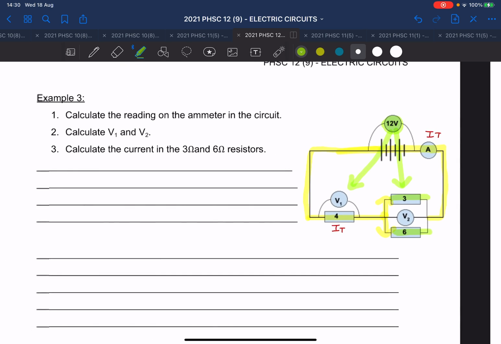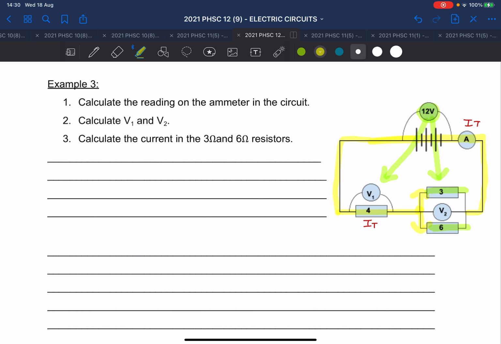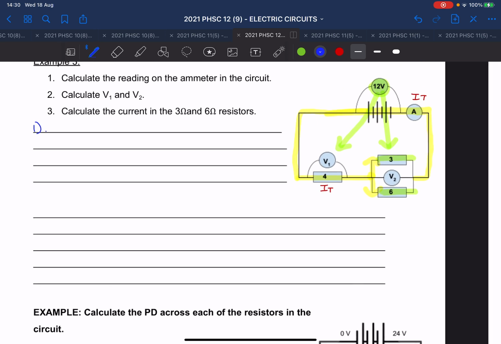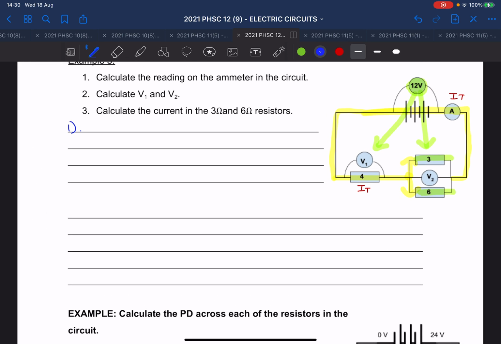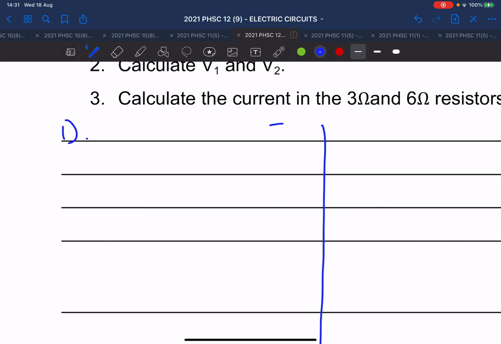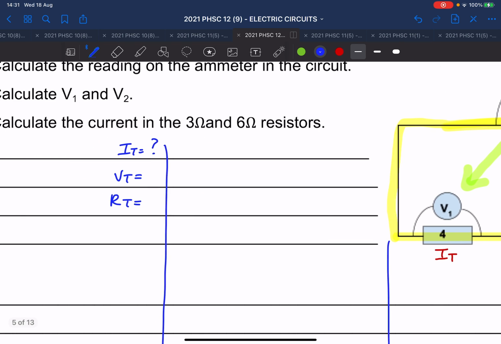Okay, right. Now, question 1, I think we're going to divide our page into 3. The first question is, calculate the reading on the ammeter in the circuit. So we have written down there the ammeter measures the total current. For that, I need the total volts and the total resistance. The total volts they gave me to be 12.